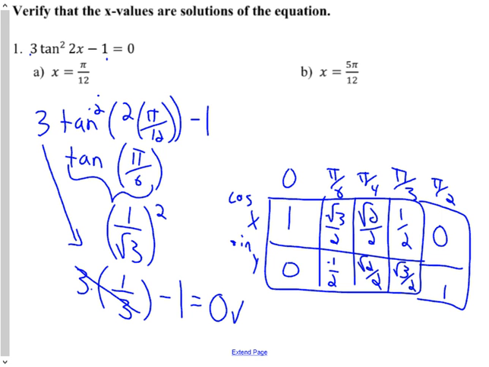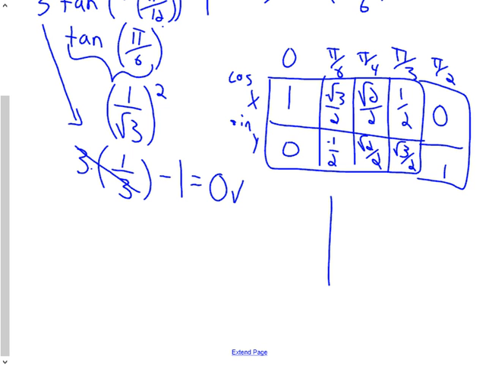The next one is almost the same thing. So we're just going to jump back into what 5pi/12 would look like if we plugged it in quickly. So tangent squared of 2 times 5pi/12, minus 1. This is going to give us 5pi/6. So looking at our unit circle a little bit larger here, right? 5pi/6 would be over here.